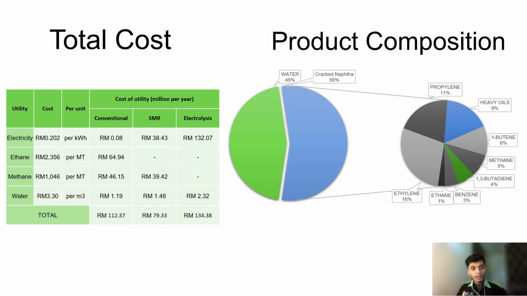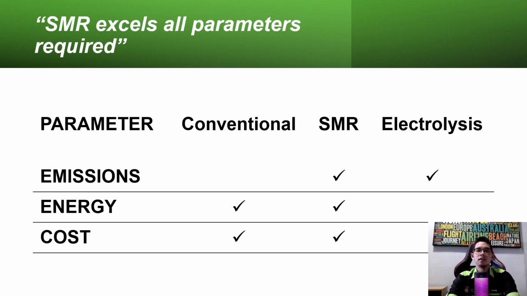Now, the product of the process mainly consists of water and products of cracked naphtha, where ethylene and propylene are the major products, with compositions of 16 and 11% of the total product stream. In summary, from all the technical analysis conducted, it is found that SMR excels in all parameters required.